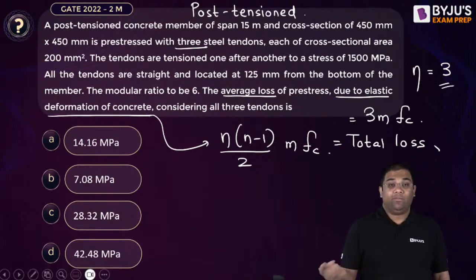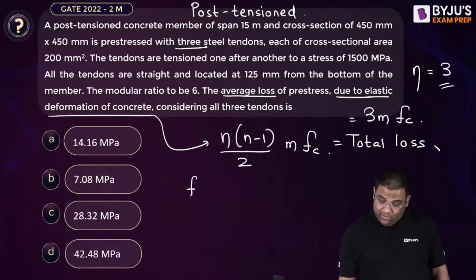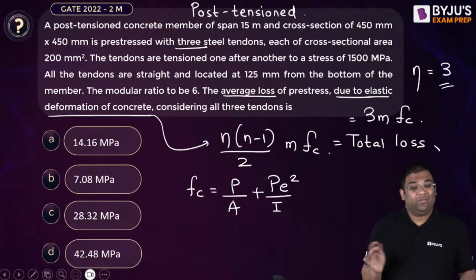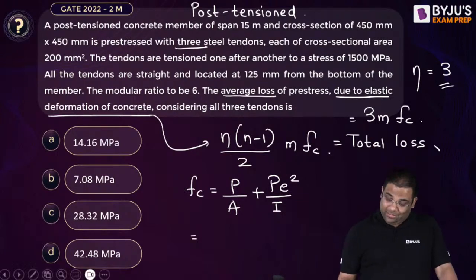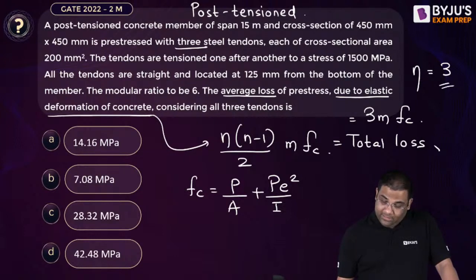M into fc. M is the modular ratio. fc is P by A plus P e square by I. Very straightforward question, actually. I solve it in the classes. So P is how much? You have to find out P, the pre-stressing force. How will you find out the pre-stressing force?